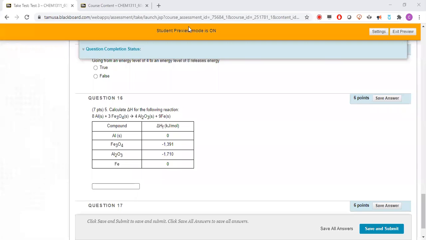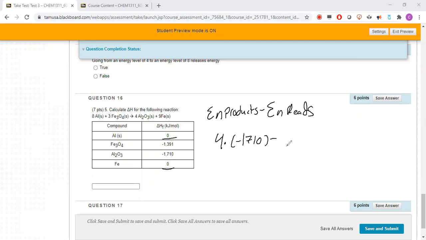All right, calculate delta H. So this is sum of moles of products minus sum of moles of reactants. Now I was nice here too. I gave you two values that were 0. So the only product we care about is Al2O3. So it's 4 times negative 1710 minus Fe3O4, 3 times negative 1391. And you solve for that. That's your answer there.